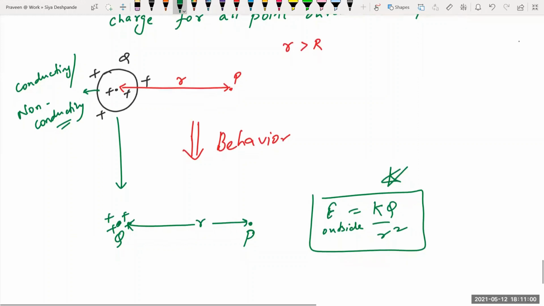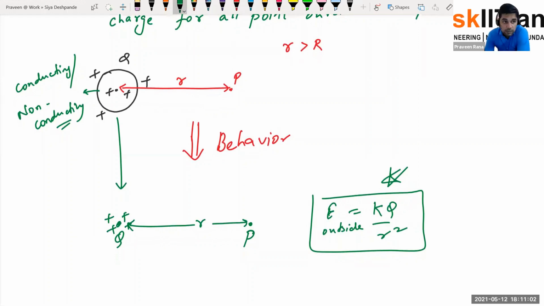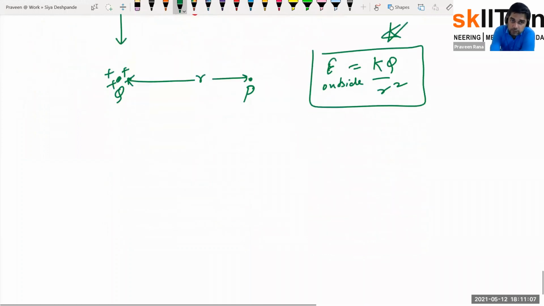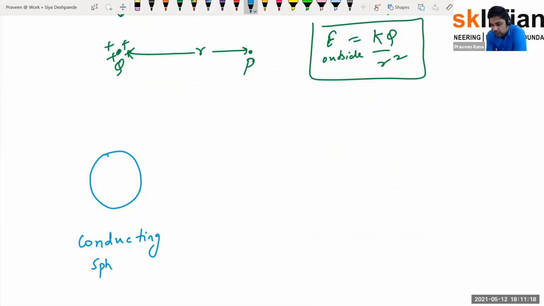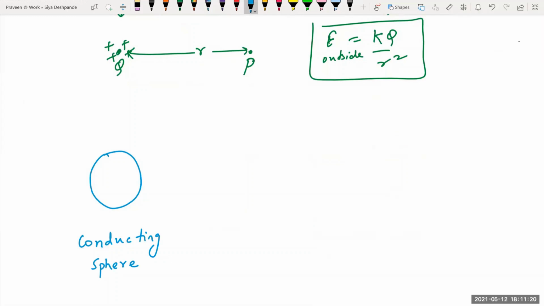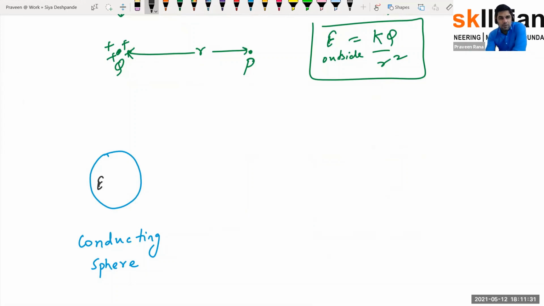Now, I have written conducting and non-conducting. So let's just quickly see. If we have, let's just say, a conducting sphere. I think you know what conductors are. What are conductors? They allow electricity to pass through them, or electric current to pass. Exactly. So let's just say I have a conducting sphere. This you must have read in the previous class.